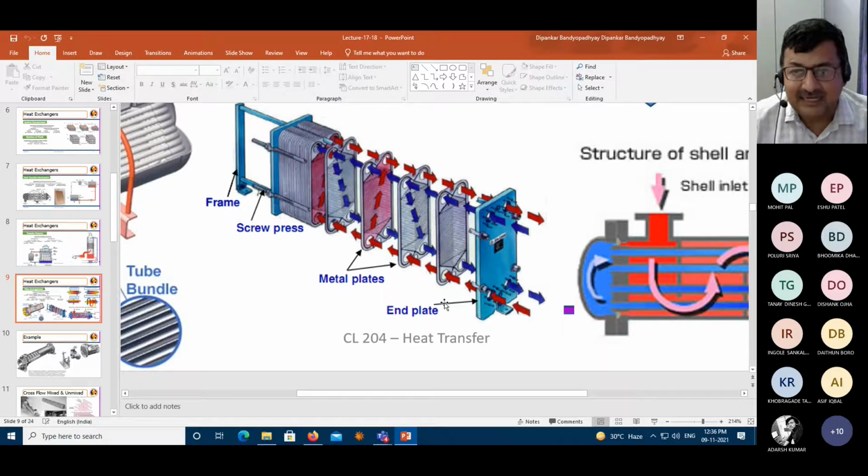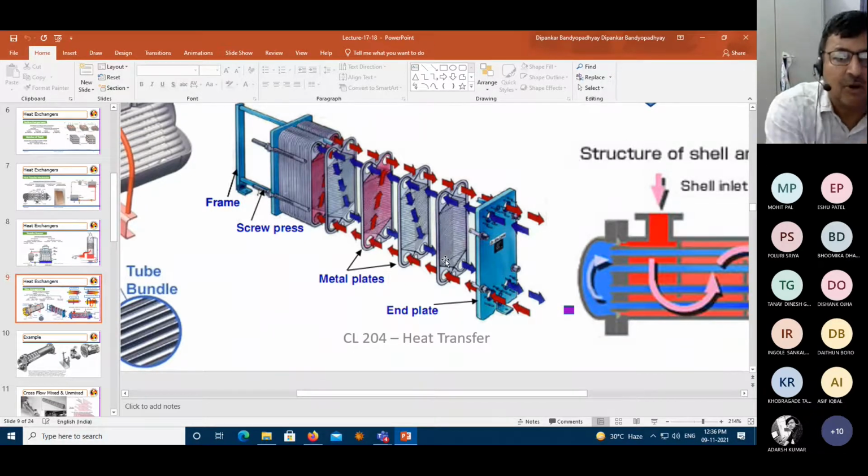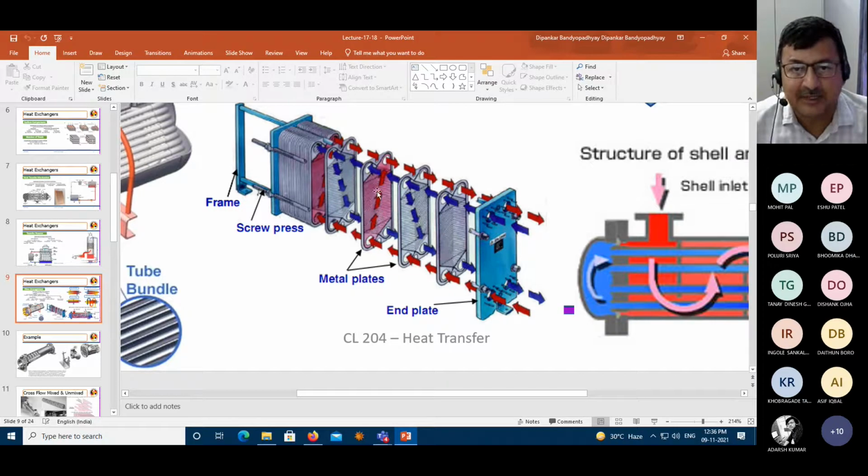So what is happening? Let us see. Suppose I am flowing the fluid from here, so the fluid is going like this. These are hot plates and cold plates, rather, alternating. You may see that this hot plate is surrounded by two cold plates. I'll come to the cold plate. Let us see what is happening. Suppose the hot fluid is entering into this plate.